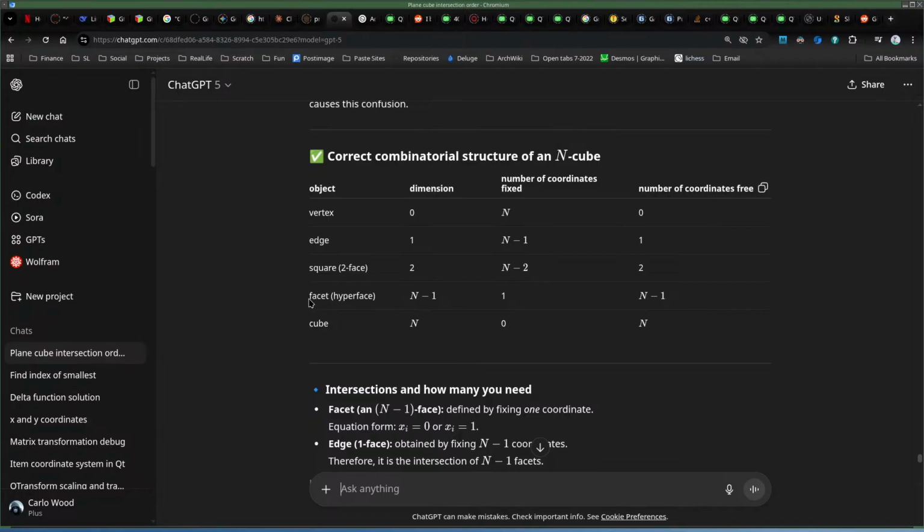I didn't know, but it's called a facet. I would always call it, or I have been calling it, a face, maybe sometimes a hyperface. I would call it a hyper outside or something like that. It's called a facet. Interesting. So a facet is something where one coordinate is fixed, leaving n-1 dimensions for the facet.